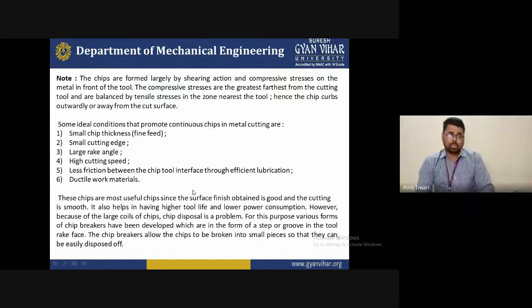If the depth of cut increases, what happens? With an increasing depth of cut, the thickness of the chip will increase, and with increasing chip thickness, too much heat is generated, because the compressive stresses are increased. With this, a continuous chip, or a continuous chip with built-up edge, will be formed. So keep in mind, if we use ductile metal, these are the factors we need to understand for the formation of the continuous chip.